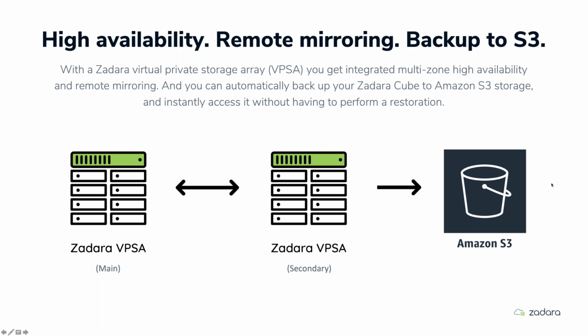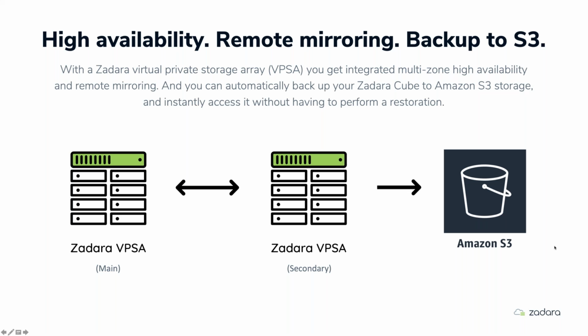One of them is remote mirroring, so you are able to replicate your data from one Zadara virtual private storage array to any other Zadara virtual private storage array around the world. It could be at another AWS region, it could be connected to another public cloud, or it could be at a private facility on your own premises. In any case, you can replicate from any one to any other, and by doing so, you get a usable, mountable copy of your data at the other location, which is perfect for disaster recovery.